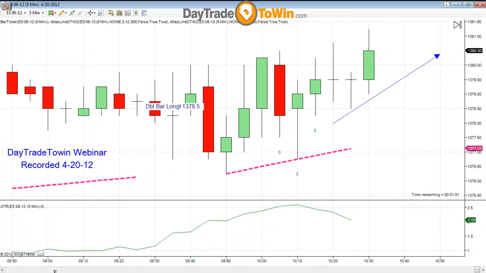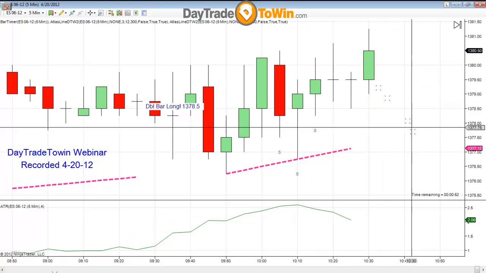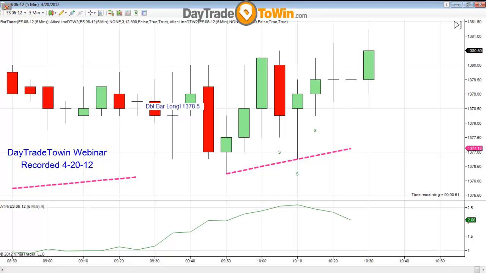E-mini. So far, so good, right? I'm asking a very simple question now. Is there a reason for me to go short? Or is price below the Atlas line? Nope. So let's use a little bit of help in knowing the direction. The Atlas line is where it is. Price is above it. And I know that I'm thinking about long trades at the moment. Okay.